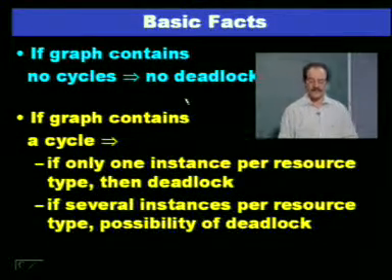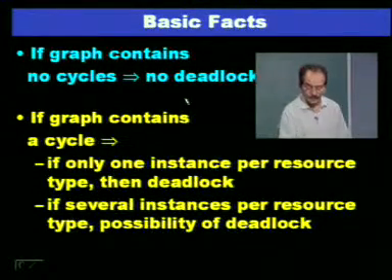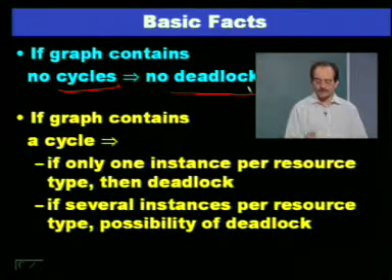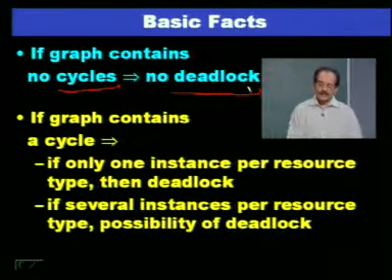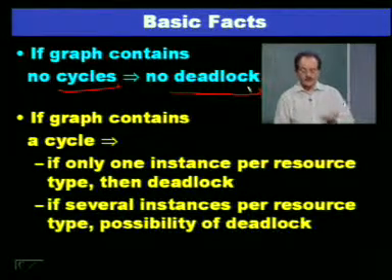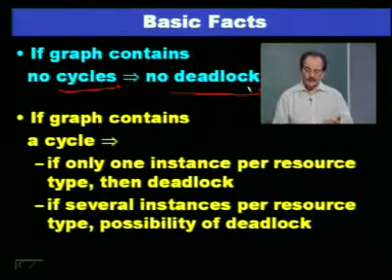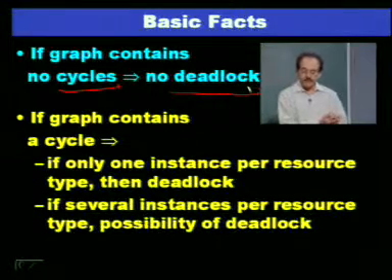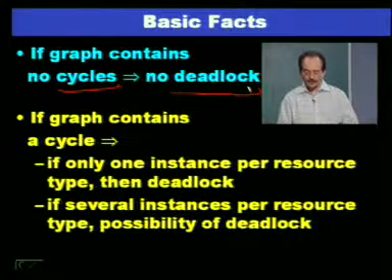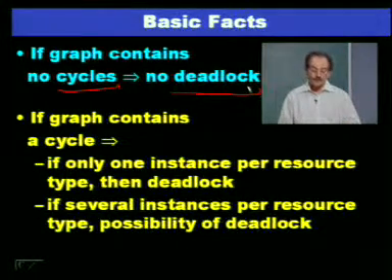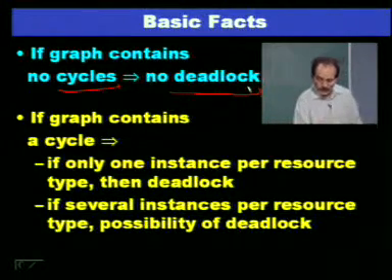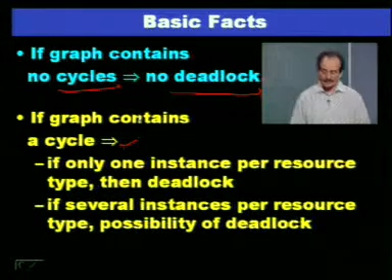So, these are the basic facts. If a graph contains no cycle, then there is no deadlock. This part is very clear. The moment I want to find out whether my processes have gone into deadlock, I make a process graph, and out of that I try to find out whether it has gone into deadlock or not. If there is no cycle, I say there is no deadlock in that particular state. But if a graph contains a cycle, that is another state.